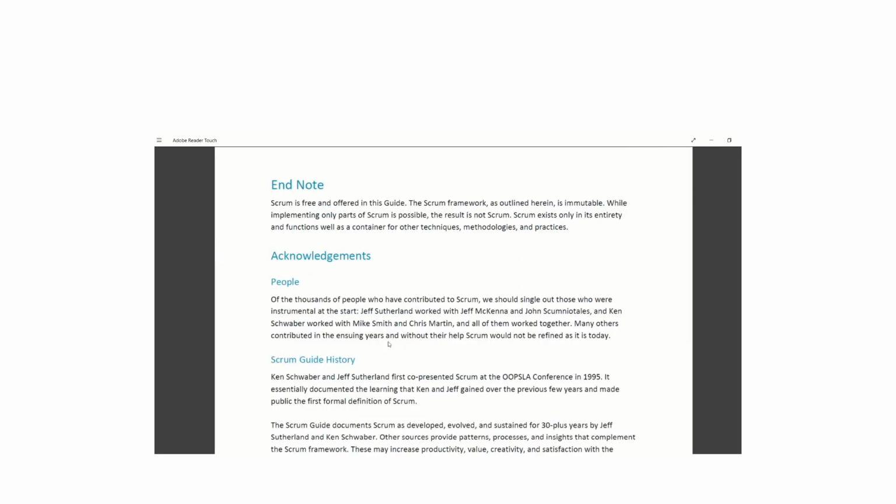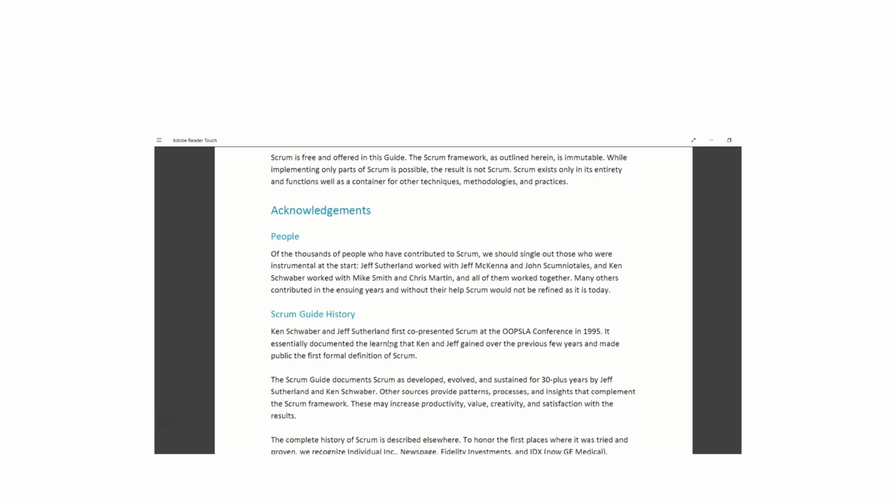And note, Scrum is free and offered in this guide. The Scrum framework, as outlined herein, is immutable. While implementing only parts of Scrum is possible, the result is not Scrum. Scrum exists only in its entirety and functions well as a container for other techniques, methodologies, and practices.